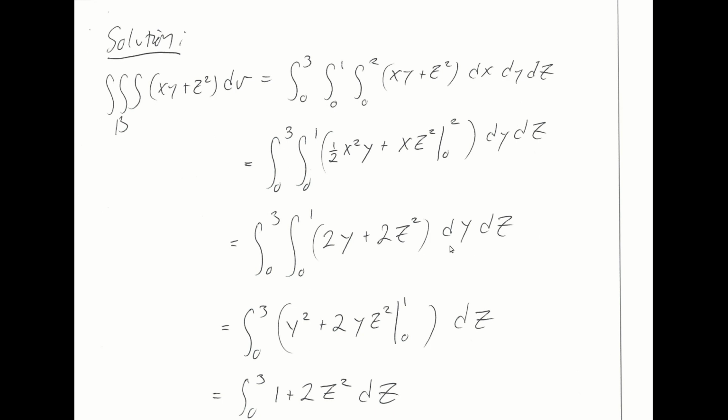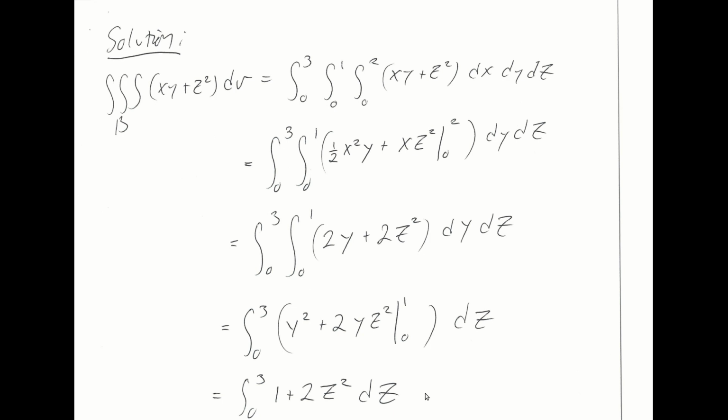I'm going to take an antiderivative with respect to y. 2y becomes y squared. 2z squared will be 2yz squared. This was a constant with respect to y. Y is going from 0 to 1. Again, you could write y equal to 0, y equal to 1 if you want to be a bit more careful with your notation. Plugging these values in for y, the value of this antiderivative at 1 is going to be 1 plus 2z squared. The value at 0 will again be 0.